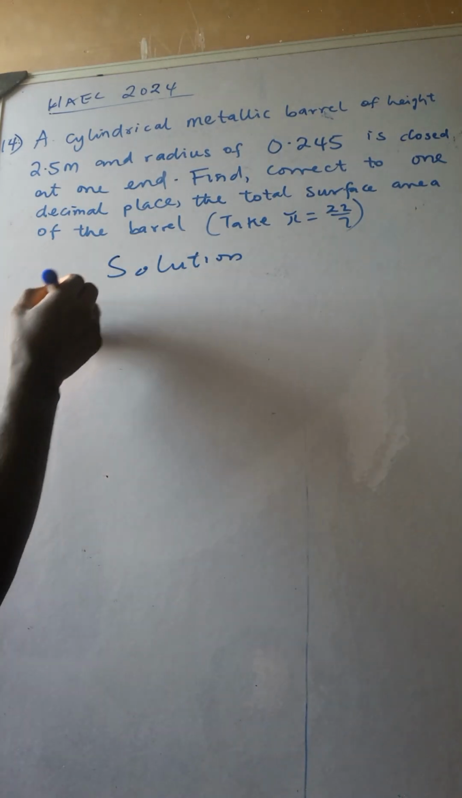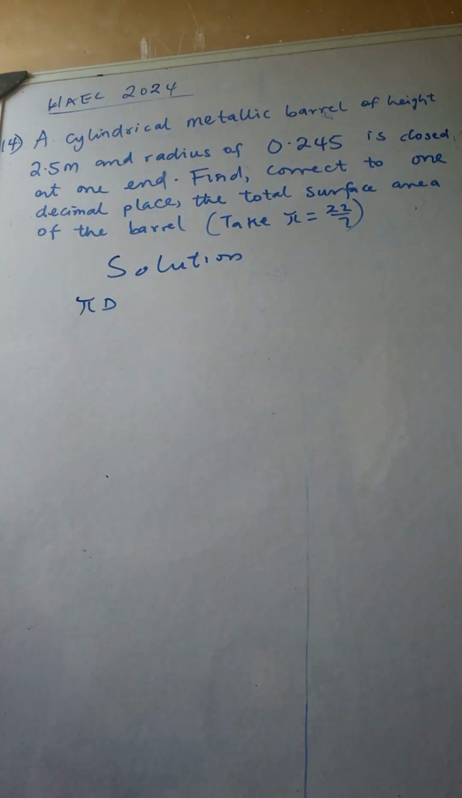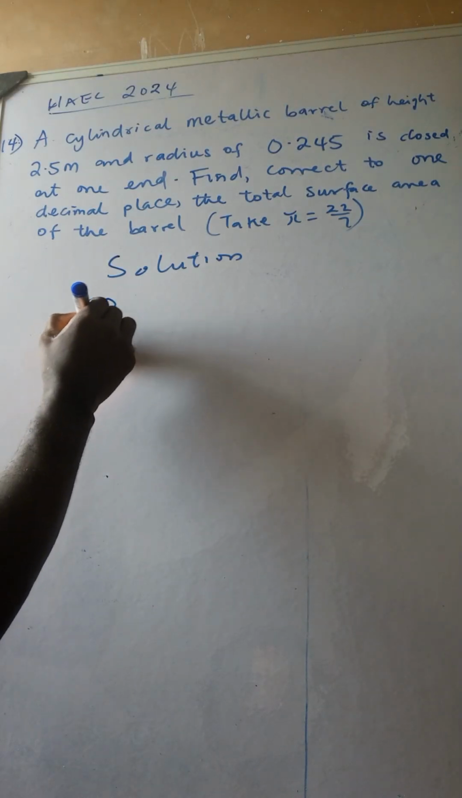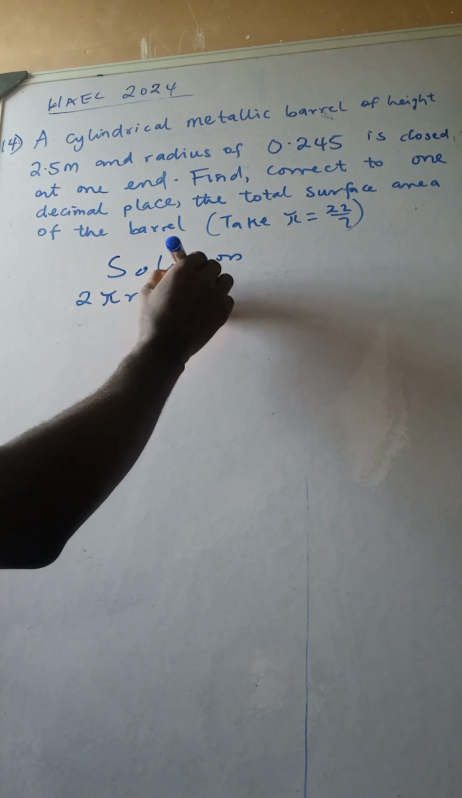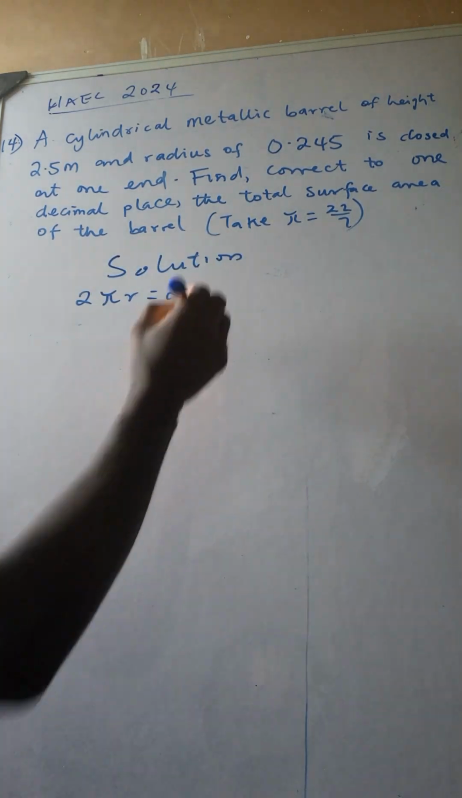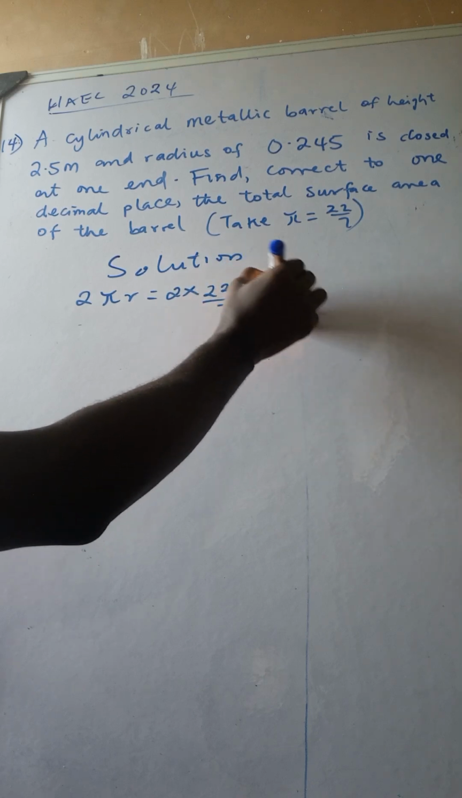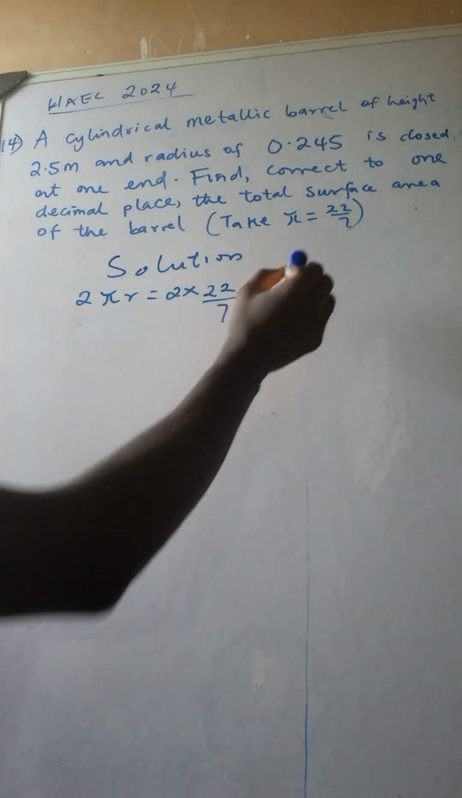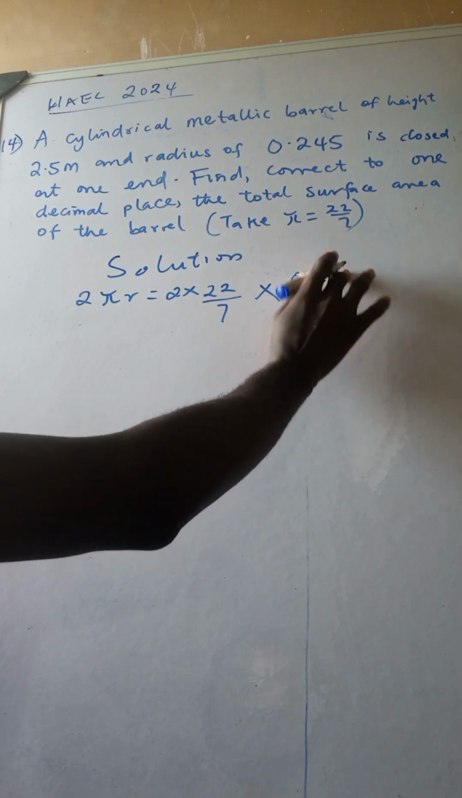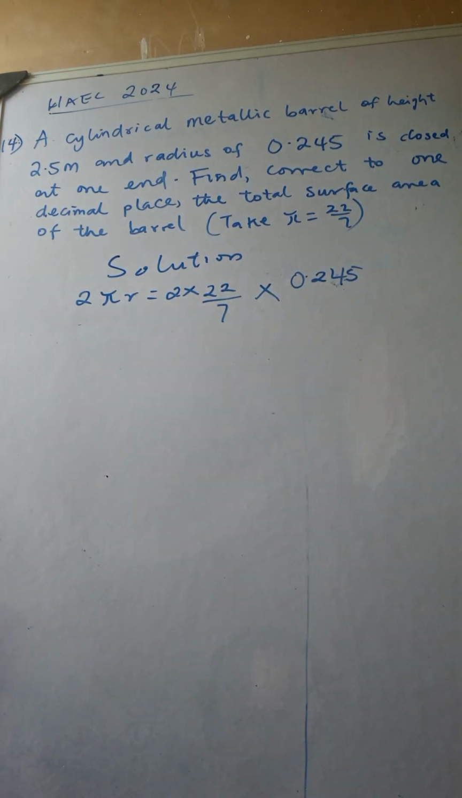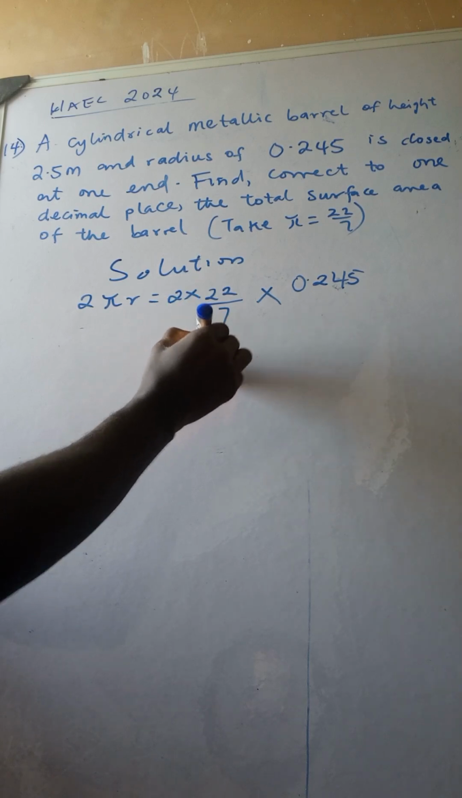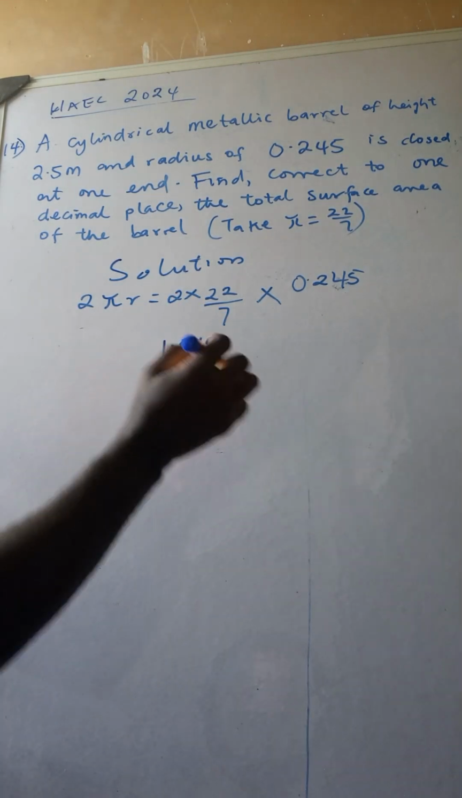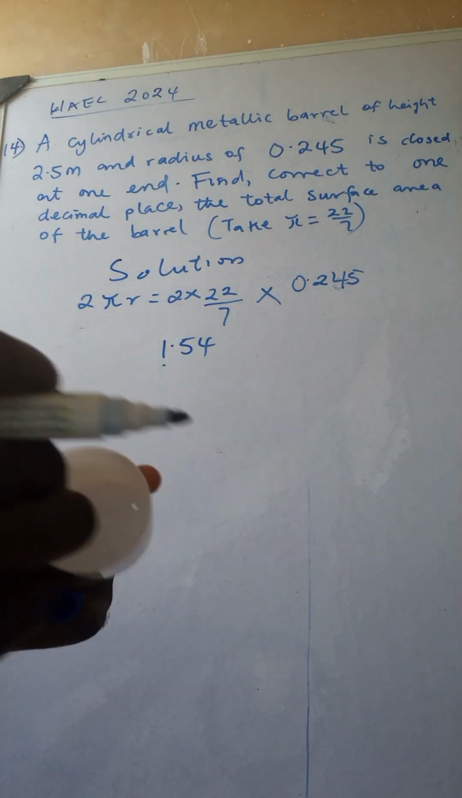So the circumference of a circle is pi d, or in this case, when we are given the radius, it is 2 pi r. So we have 2 pi r, which is equal to 2 times, we are asked to take pi as 22 over 7, times the radius, 0.245. That's going to give us the perimeter of the base circle. All right, so when you multiply this out, you're going to get 1.54. So that will be the length of this place.